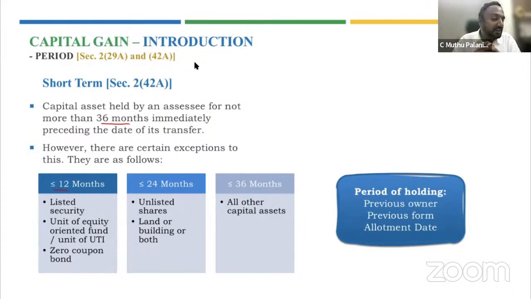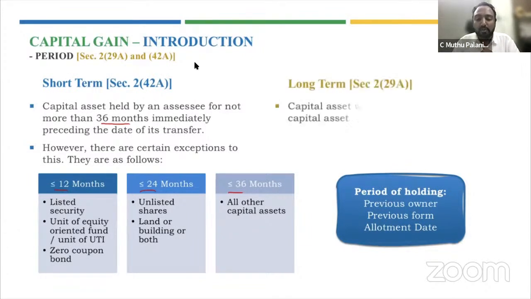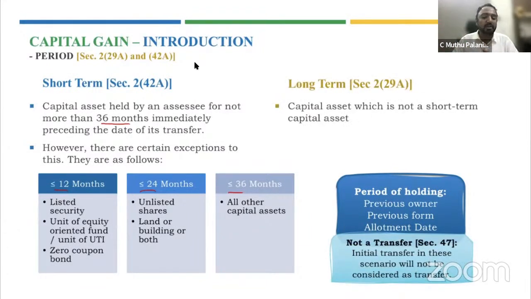Unlisted shares, land or building: for these two, it is 24 months. Up to 24 months, it is short-term. More than 24 months, it is long-term. What about any other capital asset? Any other asset comes under 36 months for short-term. So generally 36 months, but for listed shares, units of mutual funds and zero coupon bonds, it is 12 months. For unlisted shares and land or building or both, it is 24 months. For everything else, it is 36 months. And what do you mean by long-term? Anything which is not short-term is called long-term.